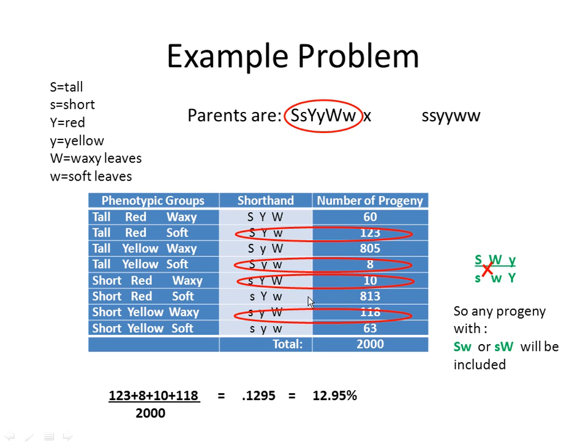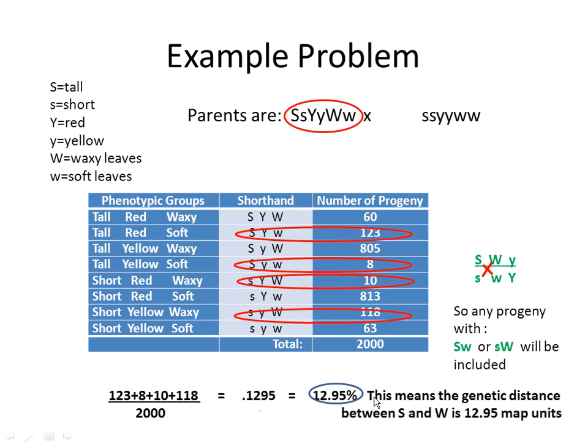So you're going to count 123 plus 8 plus 10 plus 118. Divide by the total, 2,000. You'll get 0.1295, but we really want it in the percentage form, 12.95%, and the genetic distance then between S and W, and it could be a big S or a little s, it could be a big W or a little w, depending on which individual's chromosomes we're looking at, but the distance is consistent. It's always 12.95 map units between those genes, no matter what alleles are at each of those gene positions.